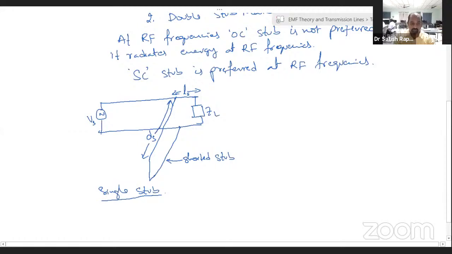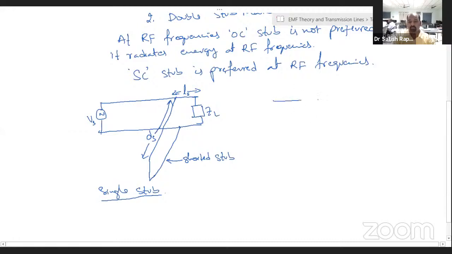I'm using that notation because in standard textbooks they are using that notation. D is for length and L is for distance, although they sometimes use the notation interchangeably. That is the reason why I would like to use the same notation here also. So this is a single stub.